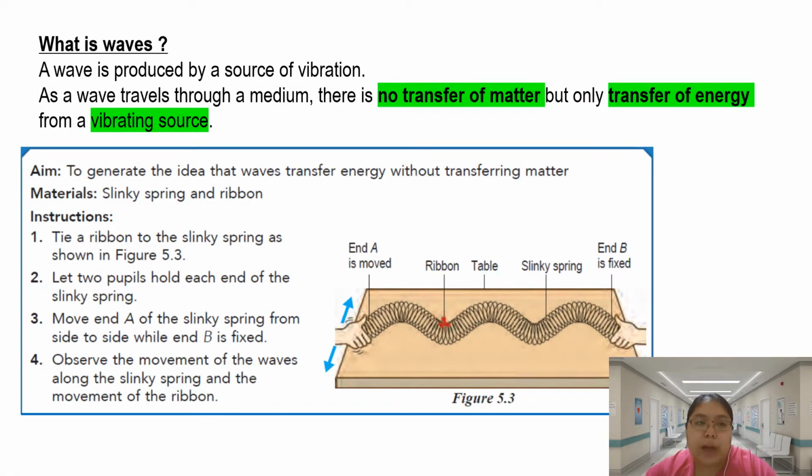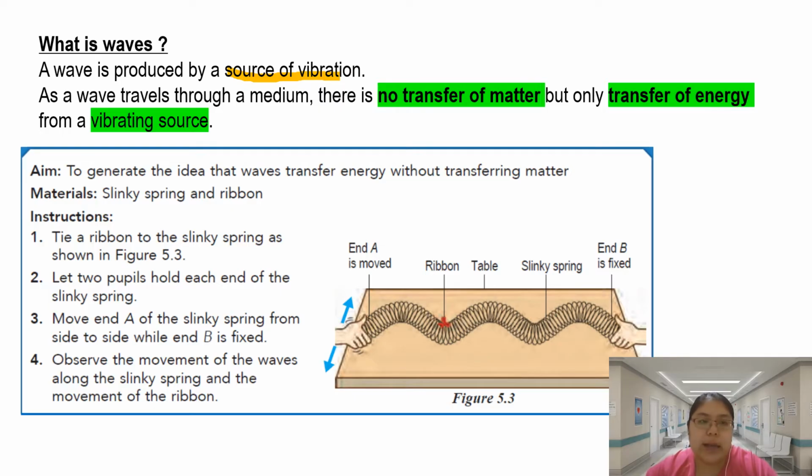Okay, now we go through our topic. What is a wave? A wave is produced by a source of vibration. Something vibrates or something oscillates, so it produces a wave. As a wave travels through a medium, there is no transfer of matter, but only transfer of energy from the vibrating source. I highlighted it already, this one is important. When the wave travels, it never transfers the matter. For example, the water: the wave never brings the water along. It just transfers the energy from the starting point to the ending point. So this is what a wave means.